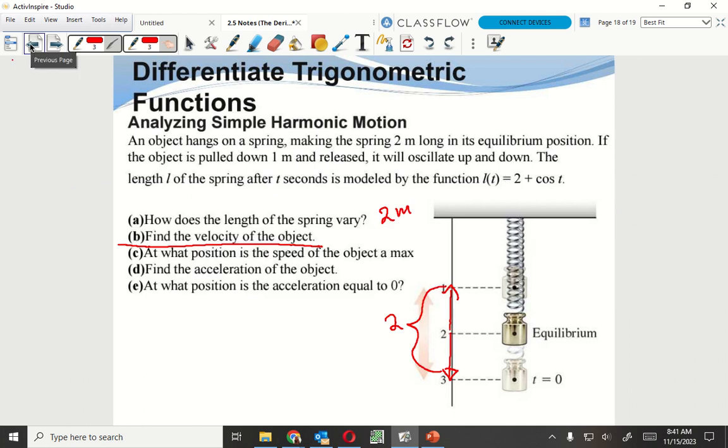At what position speed is max? Find the acceleration of the object. Now, what do we say acceleration is? Very good. Acceleration is the derivative of the velocity, just in case you forgot it. You didn't forget it though, right?